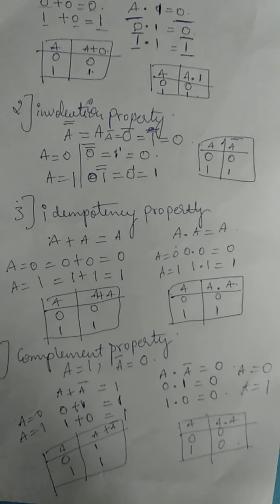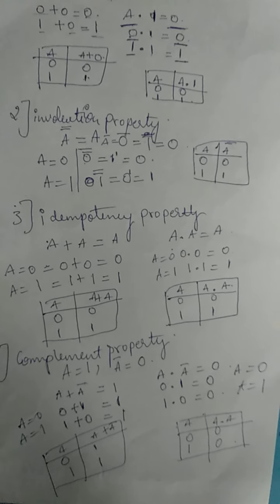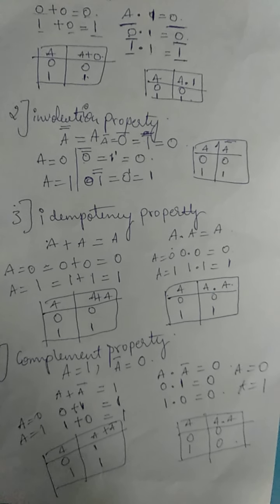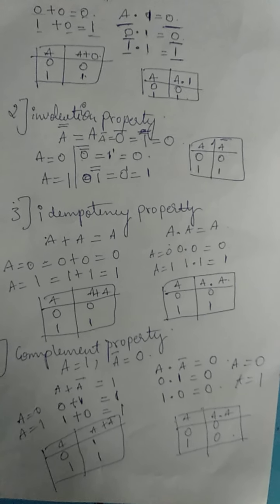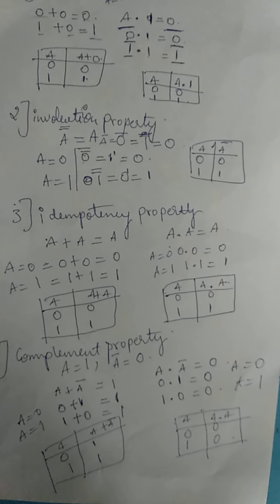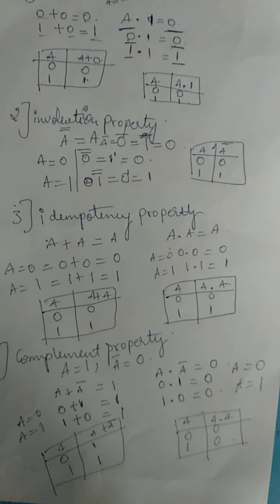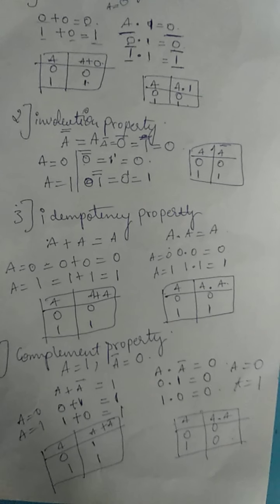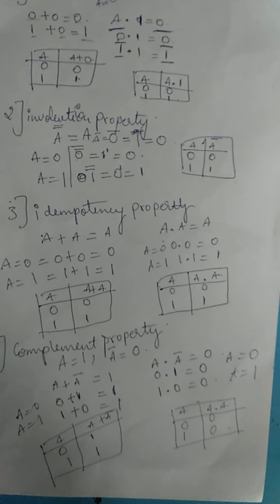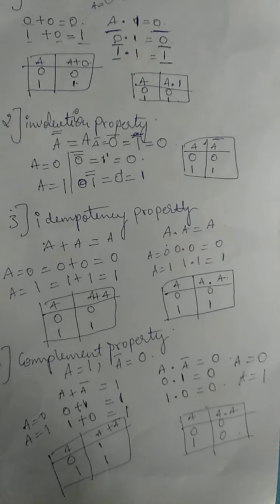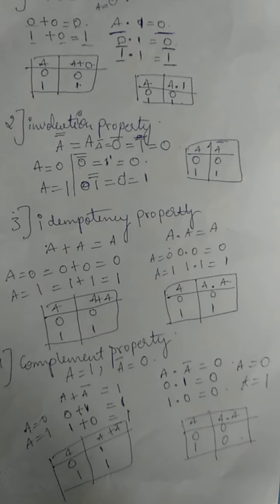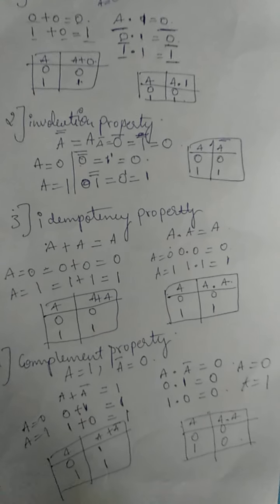Next comes the complementary property, which will take the complement of a given value. If you are taking a is equal to 1, then the complement of a is 0. If you are taking a is equal to 0, then the complement of 0 is 1. You can see the truth table.